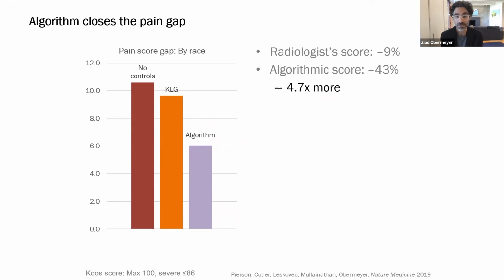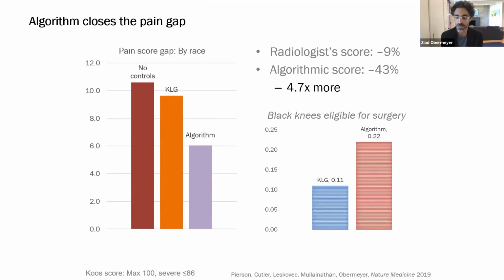So the algorithm is explaining an enormous amount of the extra pain that Black patients feel in their knee by looking at their knees and finding things about their knee that the radiologist misses. And we find similar results for low-income patients and lower education patients. Now, this has a really important implication, which is that how do we decide who gets knee replacement surgery? Knee replacements can be transformative for patients. It can get them back on their feet and out of the house and meeting friends instead of staying in the house and unable to care for themselves.